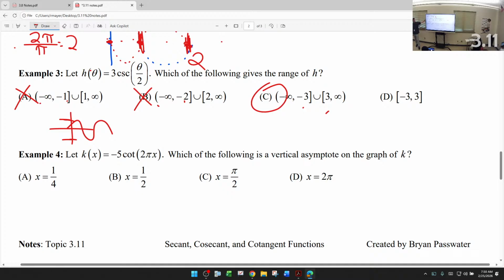Letter D is for sine. Letter A is for cosecant or secant with no amplitude. Letter B is secant or cosecant with an amplitude of 2. Easy questions, I hope.